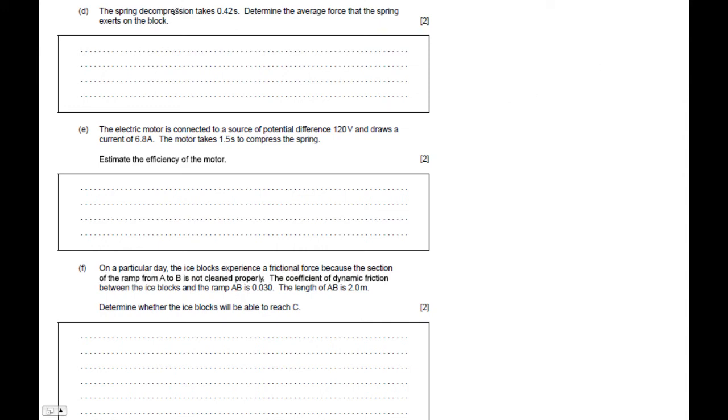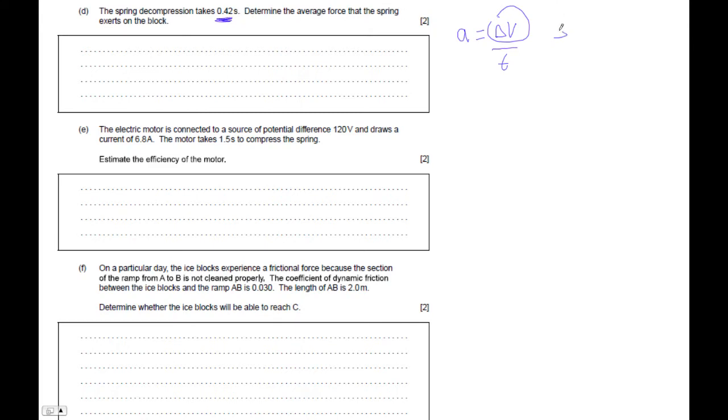Okay, so the spring compression takes 0.42 seconds. Determine the average force the spring exerts on the block. Now, there's two ways to do this. Way number one is find the acceleration. Acceleration will be change in velocity over time, right? And the velocity you got from that previous part, the number that's between 4 and 5, that you calculate from the other part. Then divide by the time, that's the time, right?